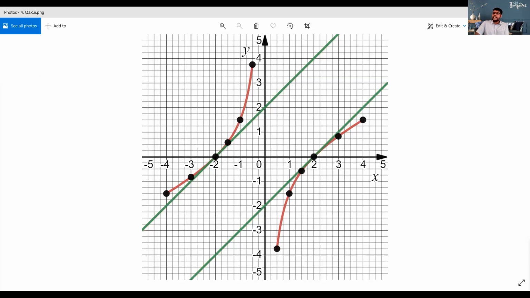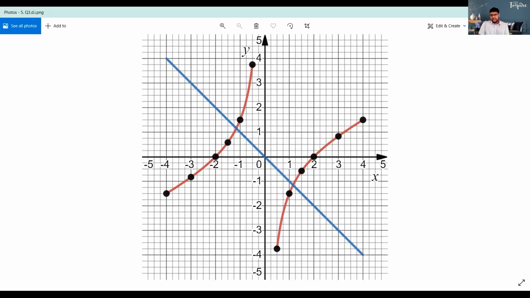Then children, for part D, it says on the grid, draw the line y equals -x for x from -4 to 4. What you can do is take 3 points: substitute x equals -4, x equals 0, x equals 4, find the y coordinates and mark those 3 points. I got rid of the tangents for this one so that it's clear. This blue line is the graph of y equals -x.